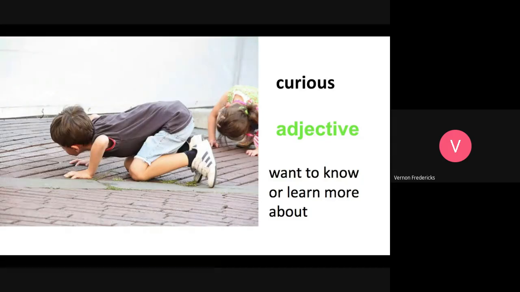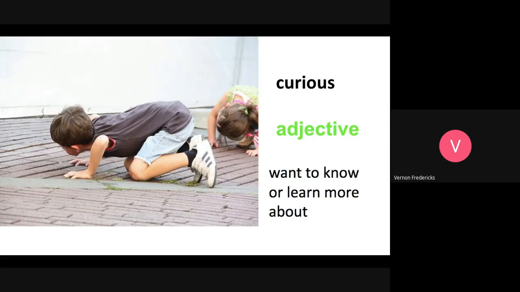We know that little children, as you can see in the picture, are very curious. They want to know what is happening in the world. And as soon as they start walking, they want to find out what is in the house, what will happen if I do this, what will happen if I do that. So they are very curious to find out how things are working.